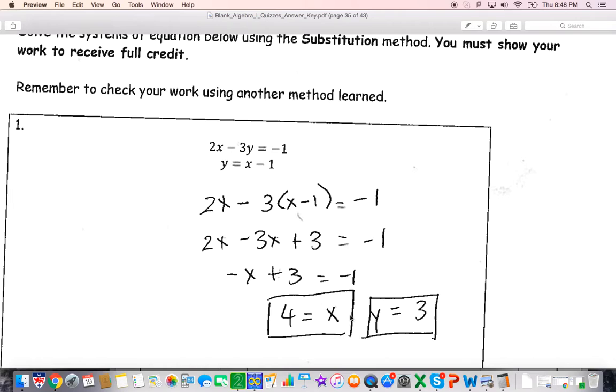And magically, I somehow have y is 3. How did I get that? Well, I went back up here. I chose the easier equation to work with, which was this one. And we know that y is equal to x minus 1. We found that x is 4, so I plugged in 4 here. 4 minus 1 is 3, so y is equal to 4 minus 1, which is 3. And that's how I got that 3.